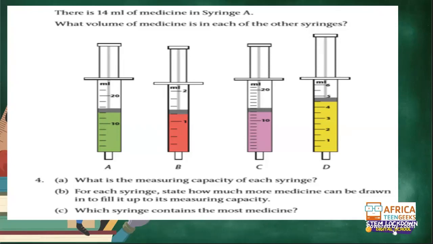Syringe B. How much more medicine needs to be drawn in for it to be filled to its capacity? Remember, we said it is up to 2 milliliters. So how much more medicine needs to be drawn in to fill it up to its capacity? We already answered syringe A. We are looking at syringe B.